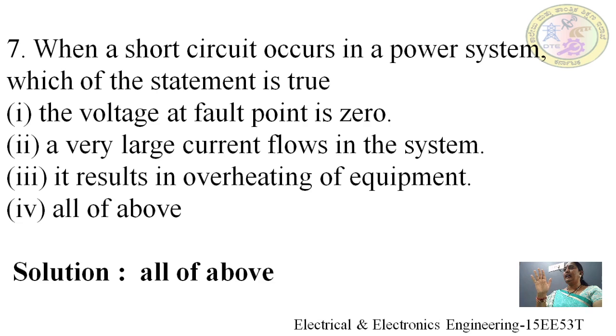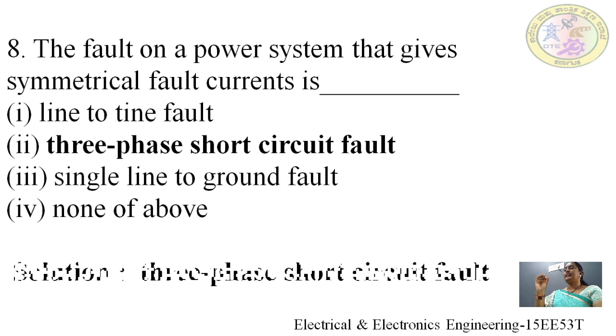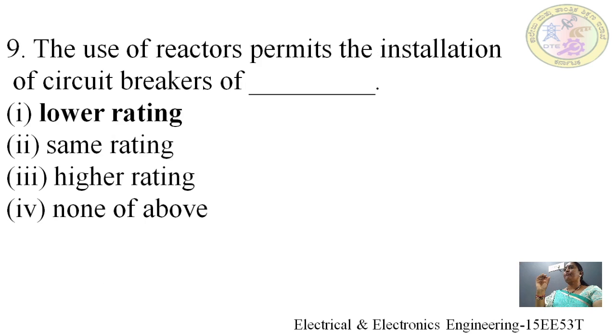Next, the fault on the power system that gives rise to a symmetrical fault current is, as made clear in the earlier discussion, the three-phase short circuit fault. That is the fault that gives rise to a symmetrical fault current. That is the answer: three-phase short circuit fault.